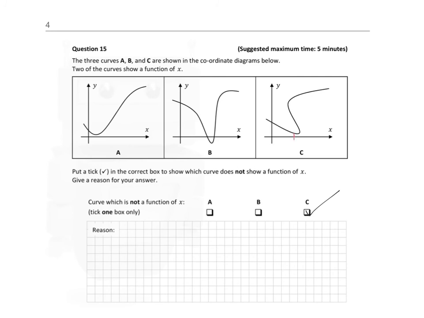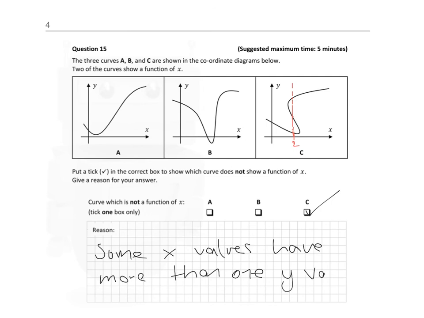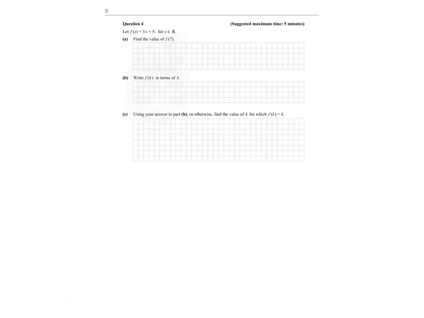So let's just say x here was 2. There would be a few different values. If I drew a straight line through there, there'd be a few different points I could plot there, which isn't right. Okay, so for that one, we can't say that it is a function because some x values have more than one y value. And that's our conclusion.